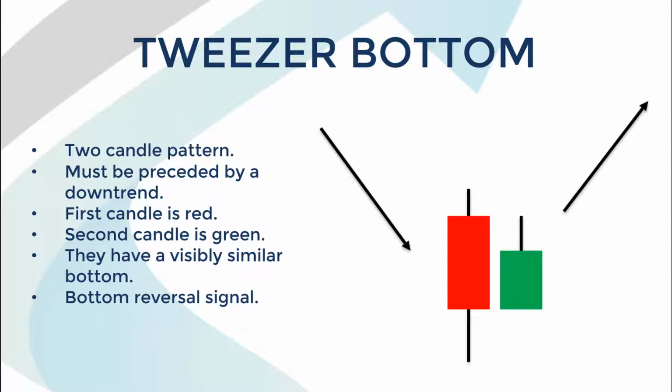The first candle of the pattern is red, a down candle. The second candle is green or an upward candle, and very importantly, they must have a visibly similar bottom. And this is then a bottom reversal signal, which means the expectation after this candle pattern is that the market will go upwards.